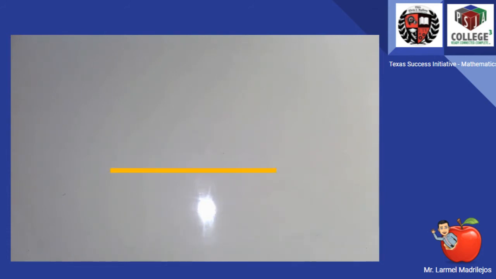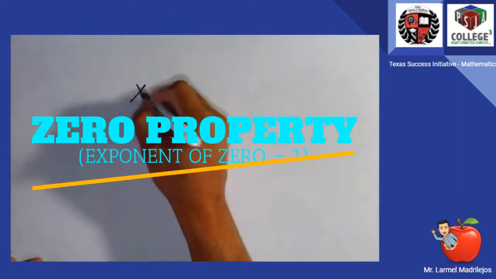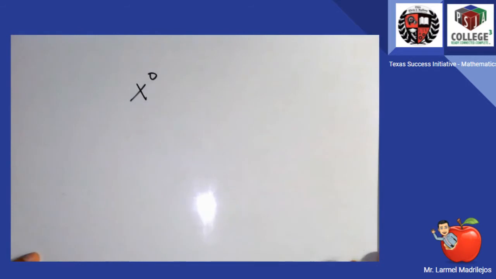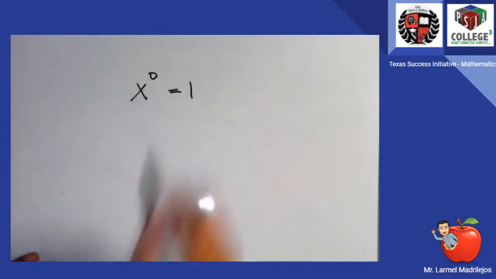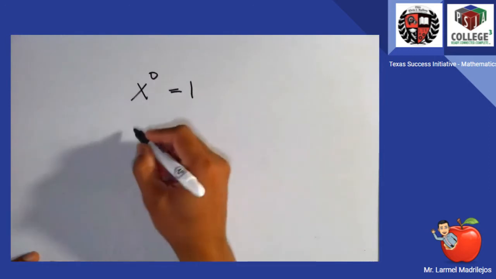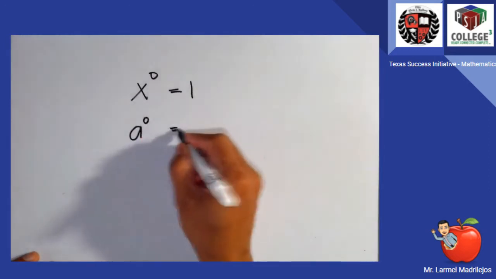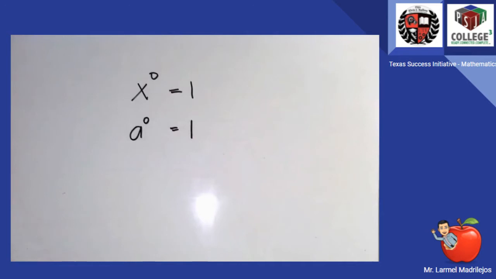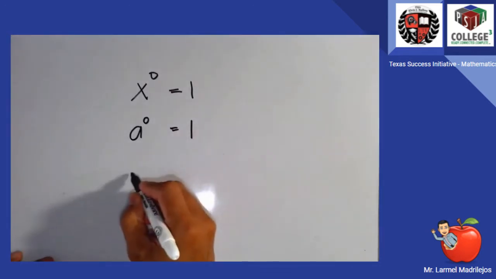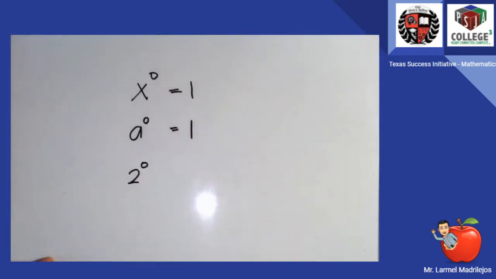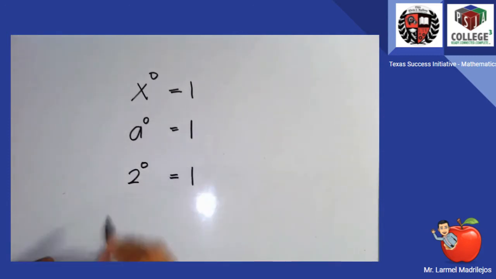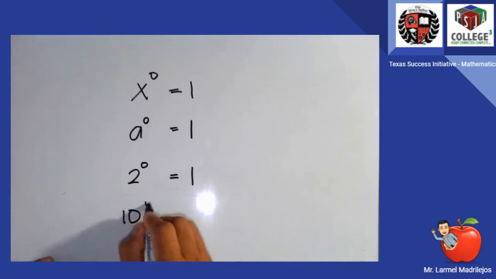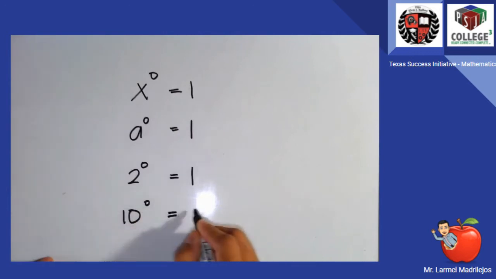First example is the zero property rule. So x raised to 0. Any variable that is raised to 0 is equal to 1. Let's say a raised to 0, or any numerical number raised to 0. Let's say 2 raised to 0. The answer is 1. Or 10 raised to 0. The answer is 1.